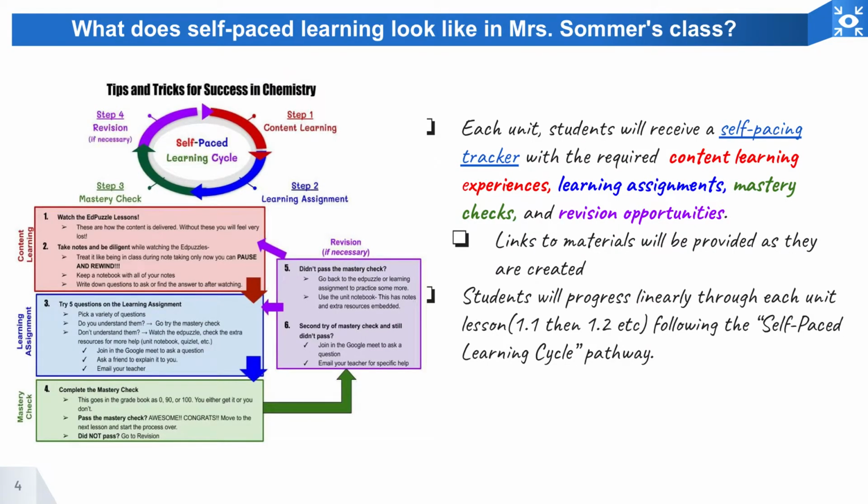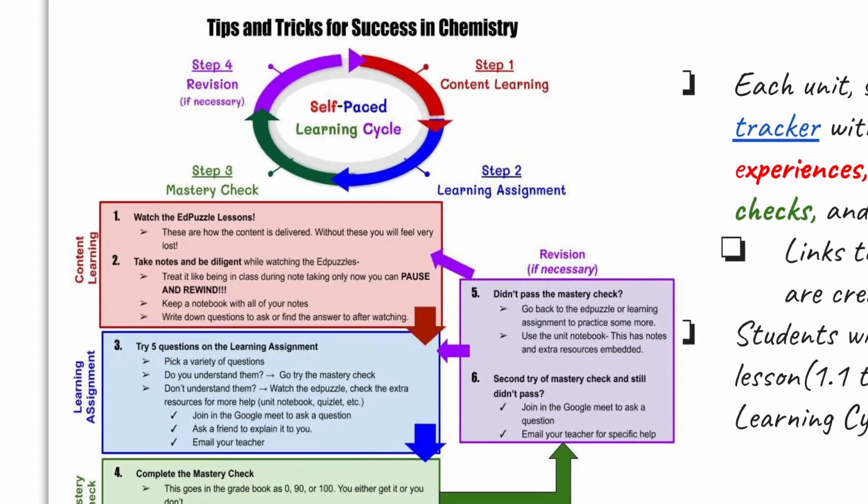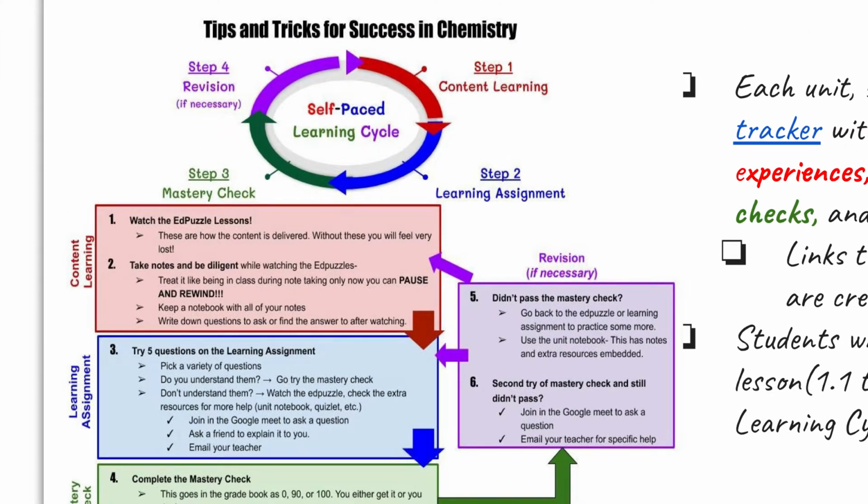So what does self-paced learning look like in my class? Each unit, students will receive a self-pacing tracker. A lot of times it is that 1-page weekly lesson plan, or it's in Google Classroom with the required content learning experiences, learning assignments, mastery checks, and revision opportunities. And if you look over here, we've got this cycle. We start with the content learning, then you do a learning assignment, then you do a mastery check, and then you do revision if necessary. If you don't need it, then you continue on the whole cycle through each little lesson.